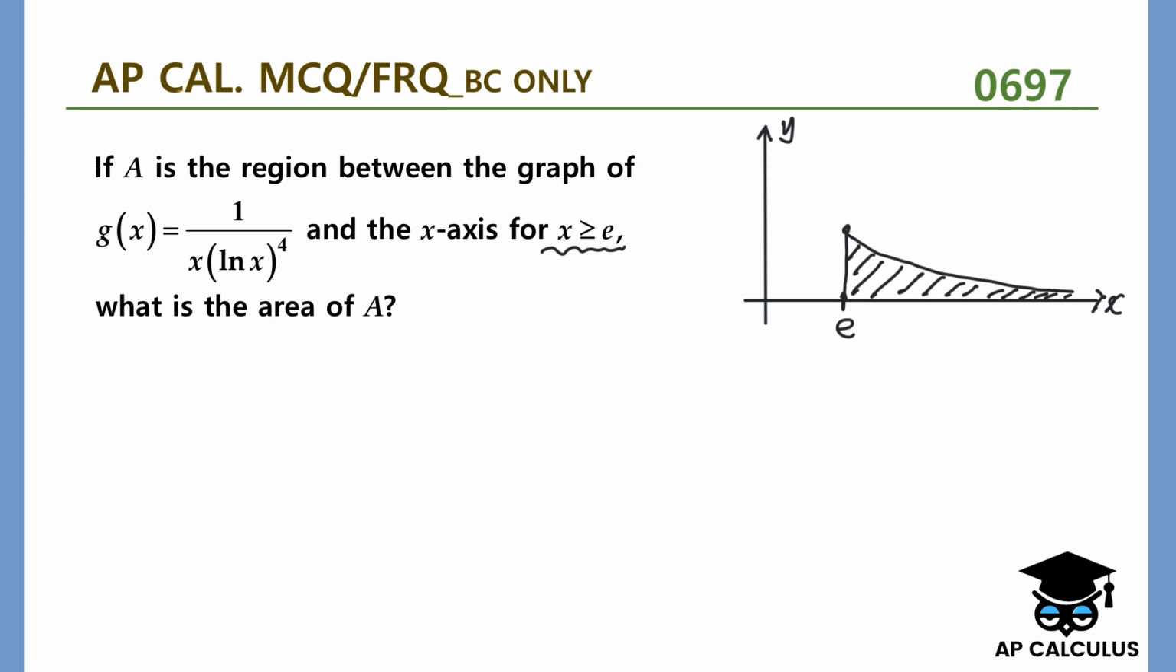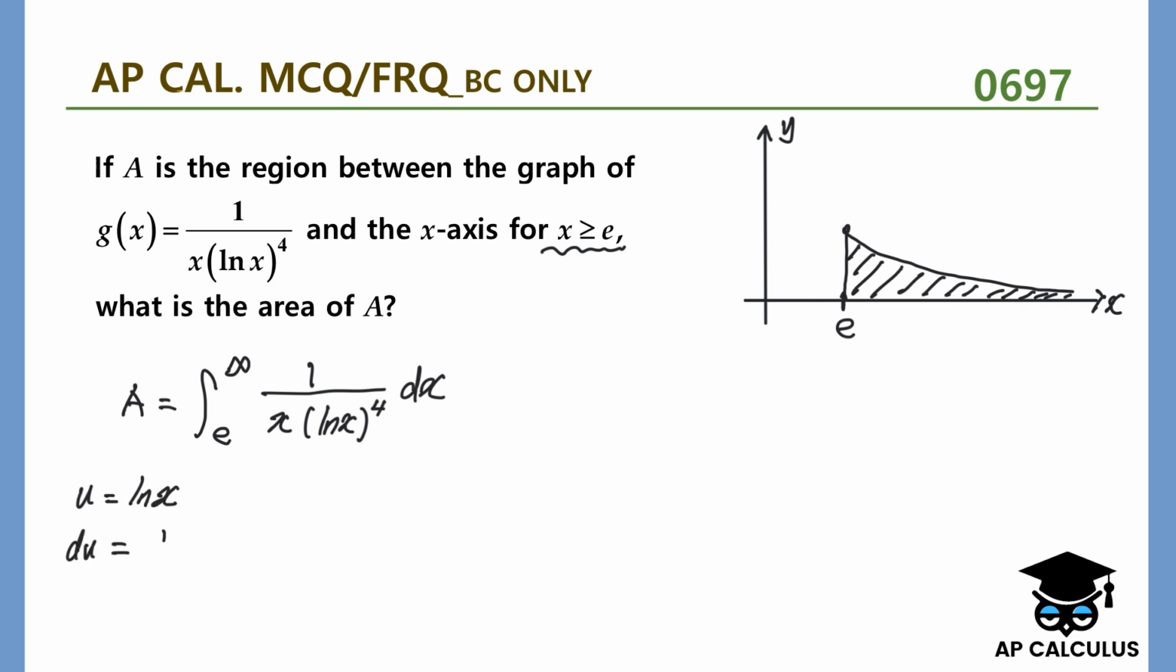So the area A is equal to the improper integral from e to infinity of 1 over x times natural log x to the power of 4 dx, right? We are going to use substitution to solve this integral. So let u equal natural log x. Then our du is 1 over x dx, right?